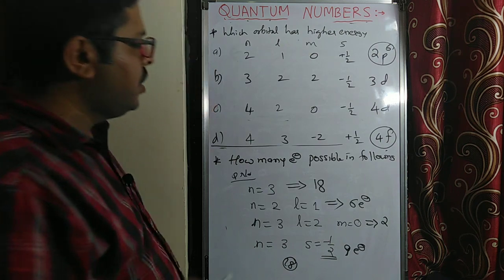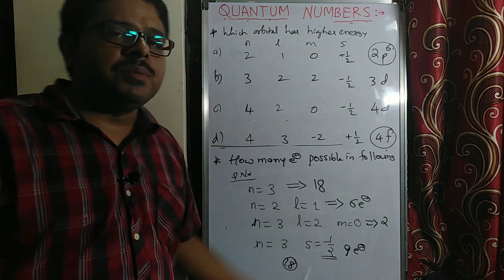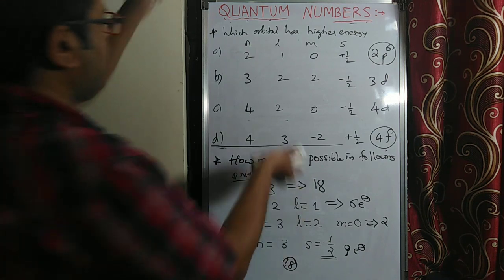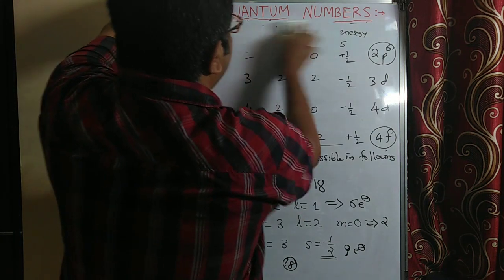So like this, remember, you have to write how many electrons are possible if such questions are asked. And the last type of question I will tell you. So we will finish this concept.